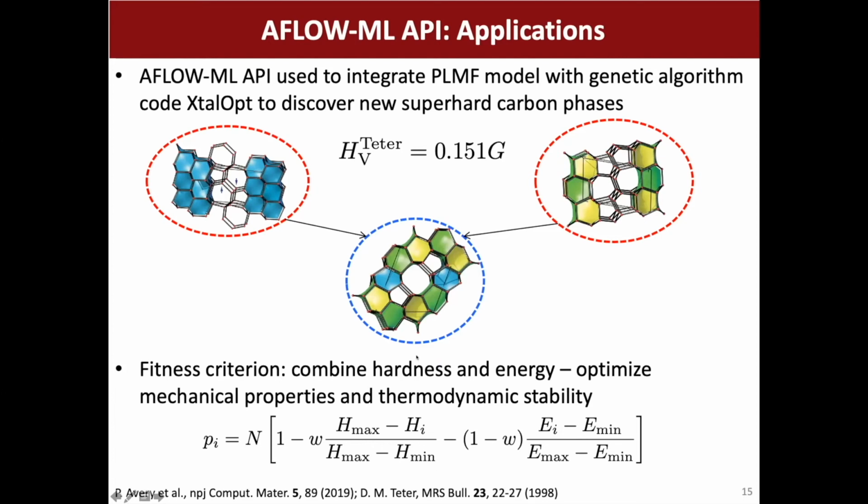So again, what happened was that these individual structures were relaxed with DFT. The energy was calculated with DFT. Then the relaxed structure was fed into our machine learning model to get the elastic properties, and particularly the shear modulus, because the elastic properties can take many different calculations to do. So they're actually a lot more expensive than just a simple energy calculation.